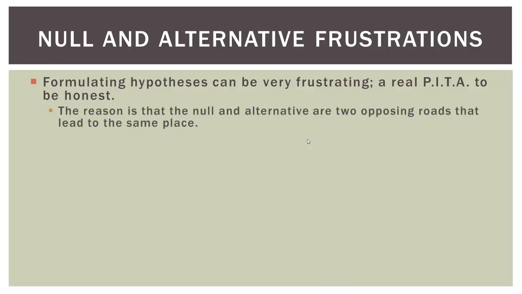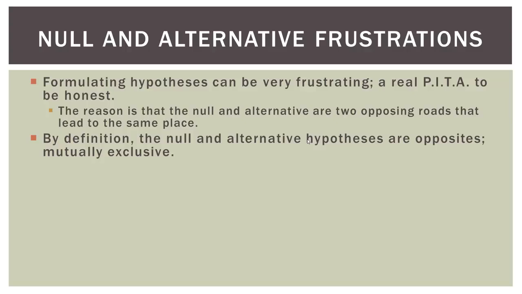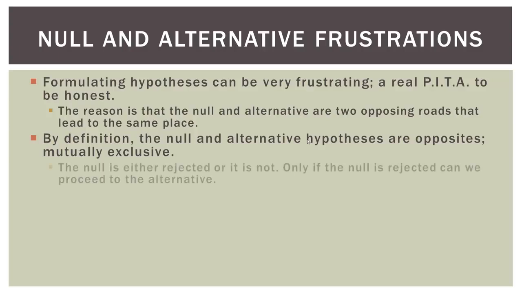Now, the reason that's the case is that the null and alternative are two opposing roads that lead to the same place. So it's two opposite directions that come to the same place, which is this overall hypothesis formulation. Now, by definition, the null and the alternative hypotheses are opposites. They are mutually exclusive. So the null and the alternative cover all possibilities, but never the same possibility. And you'll see what I mean by that here in a minute or two.